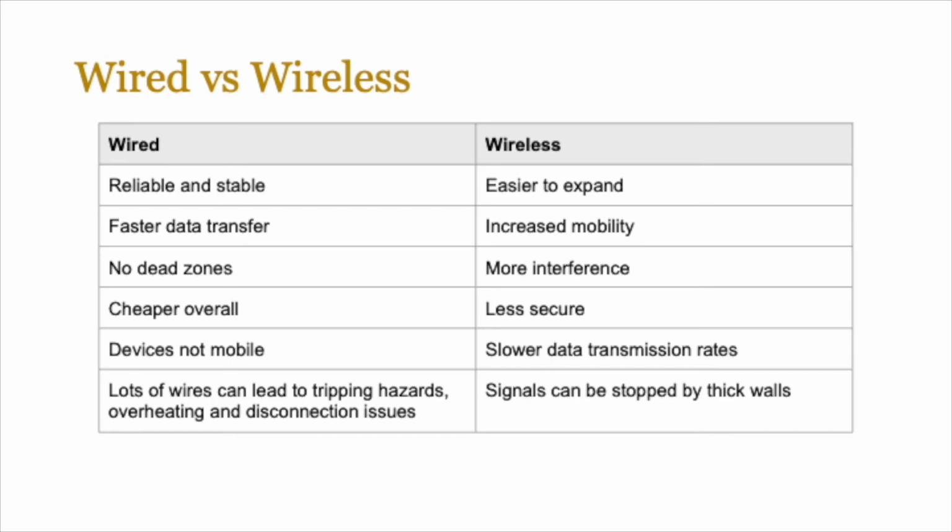disconnection issues. Wireless, on the other hand, is easier to expand, gives you increased mobility, but you do get more interference, and it's often less secure with a slower data transmission rate. Even signals can be stopped by thick walls, which can have an impact on performance.